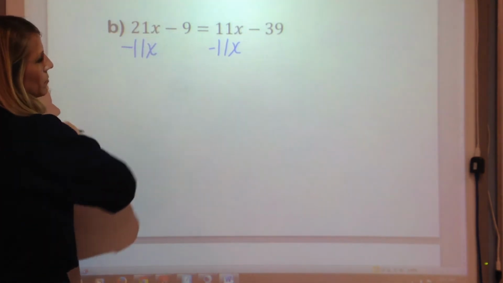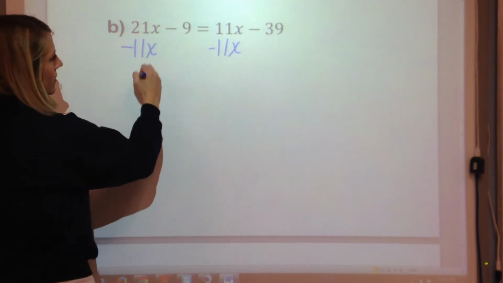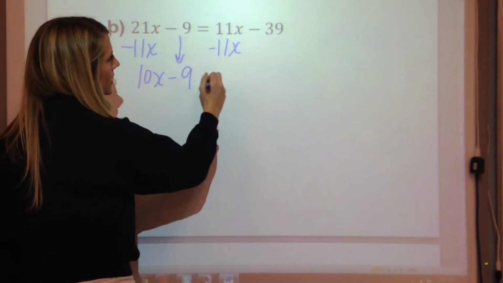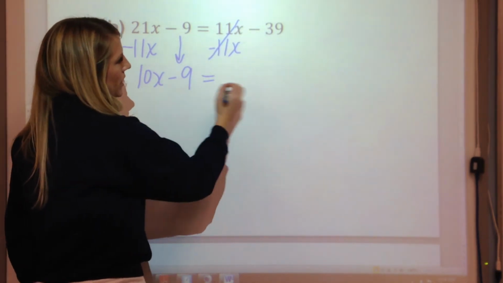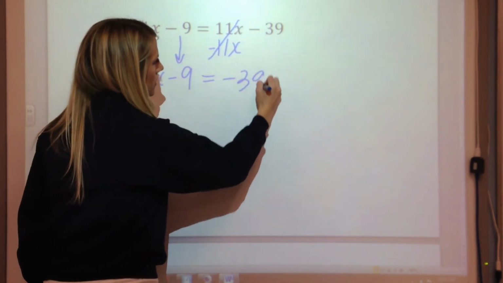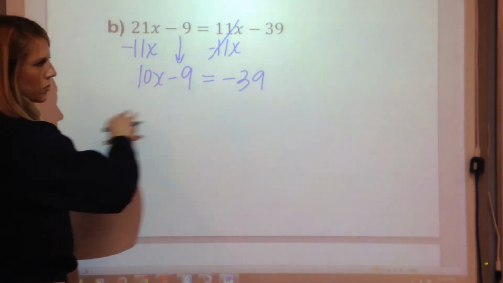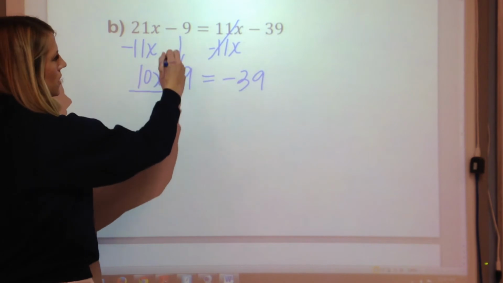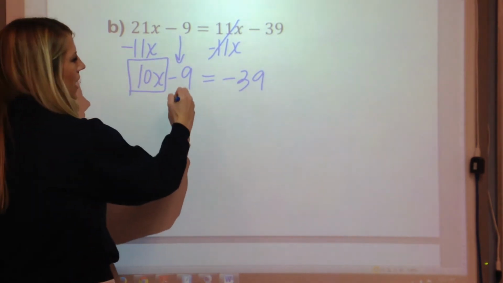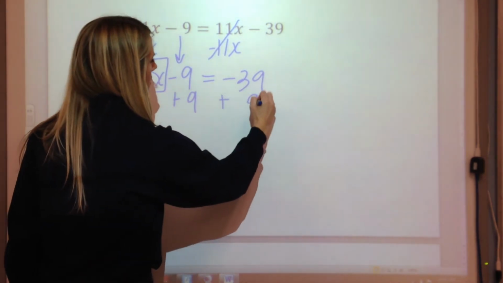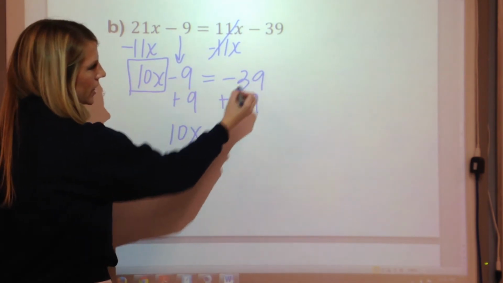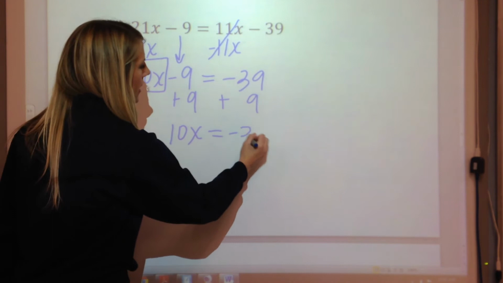So again, I've lined up my like terms. So 21 minus 11 is 10x. Haven't done anything with this minus 9 equals 0 minus 39, which is just negative 39. So again, a problem like we've been doing. So now, isolate the variable, get it by itself. So how can I get this alone? Add 9 to both sides. So I have 10x plus 0, which is just 10x. Negative 39 plus 9 is negative 30.